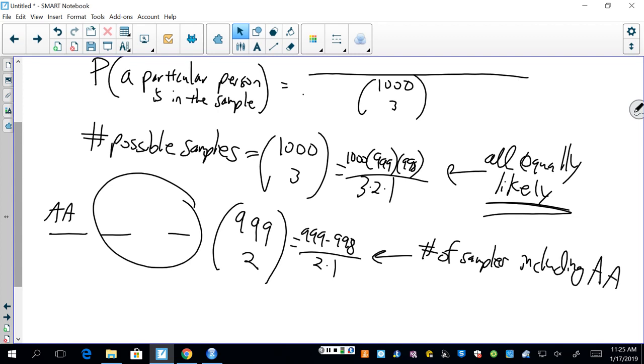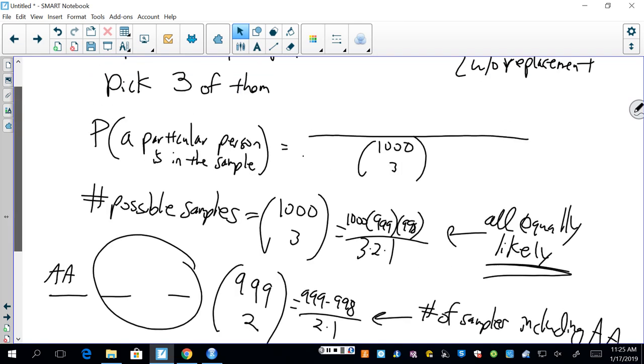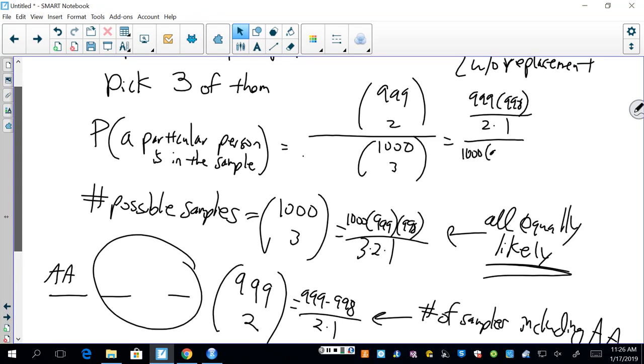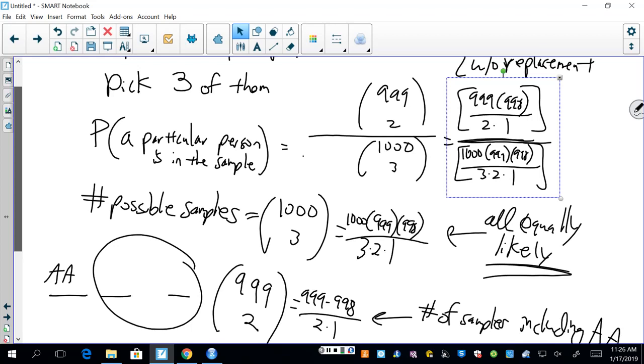So if you pull one out, there's 999 people left in the population. You still got to pick 2. Right? So 999 choose 2. And this doesn't end up being too bad to do. So there's 999, 998 over 2 times 1. And this is what we had before, 1,000, 999, 998 over 3 times 2 times 1. That's all in the denominator, that's all in the numerator. So we get some cancellation. Right? The 999, 998 cancels with what's below. The 2 times 1, 2 cancels.